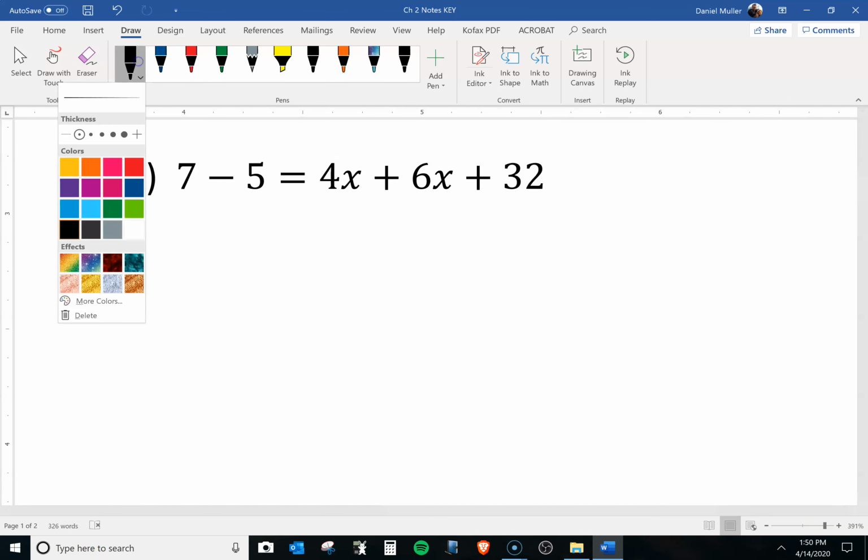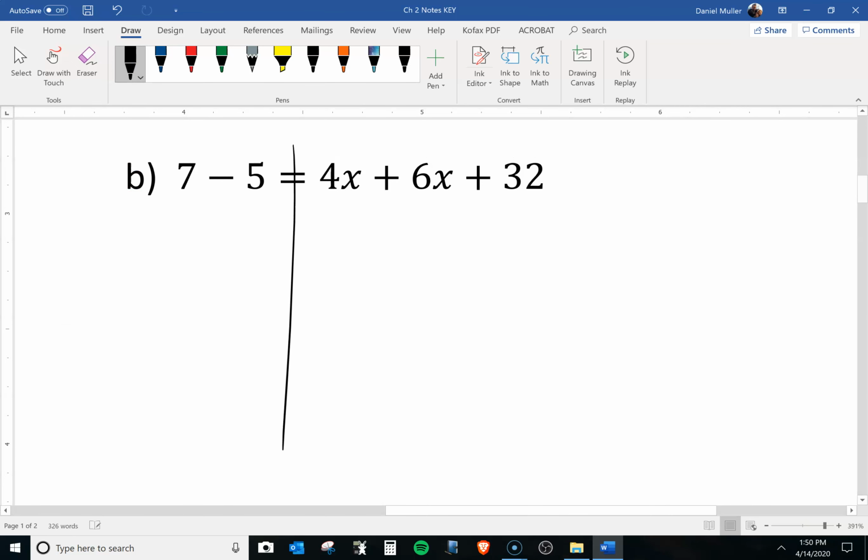Okay, I'm going to put a little line here. That's going to be my equal sign, and that's only to help me see which things are alike on either side. Well, let's look on the right side first. I have a 4x and a 6x. Those are alike. So that will get me a 10x. And there's still a plus 32 here. So I'll write that down.